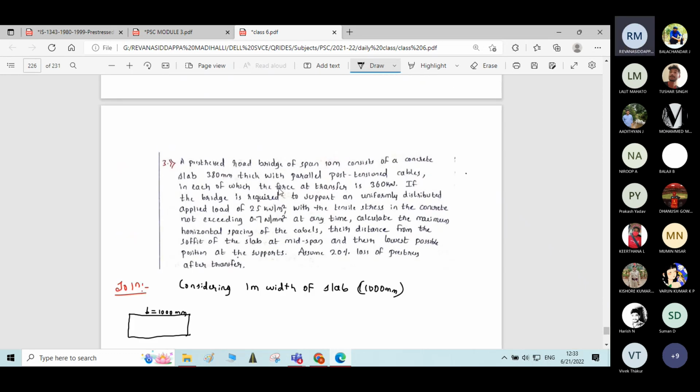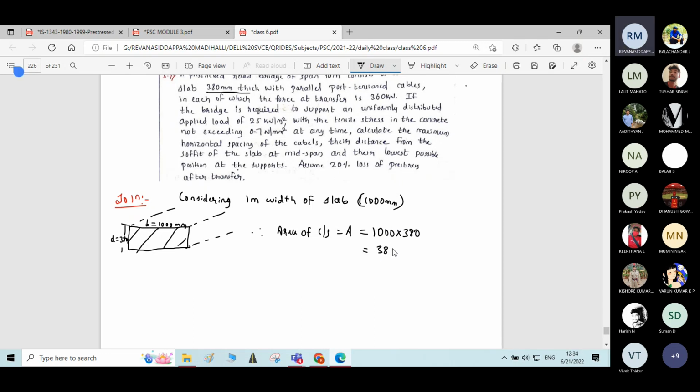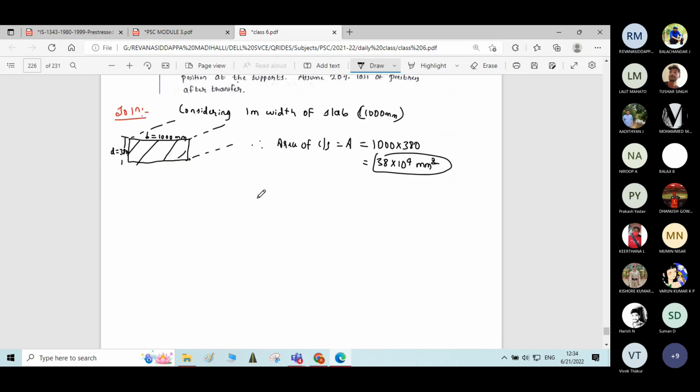And he says that the slab is 380 mm thick. Let me take 380 mm depth. Therefore, the area of cross section will be how much? Area of cross section of the slab, A is equal to 1000 into 380. You will get it as 38 into 10 power 4 mm square.